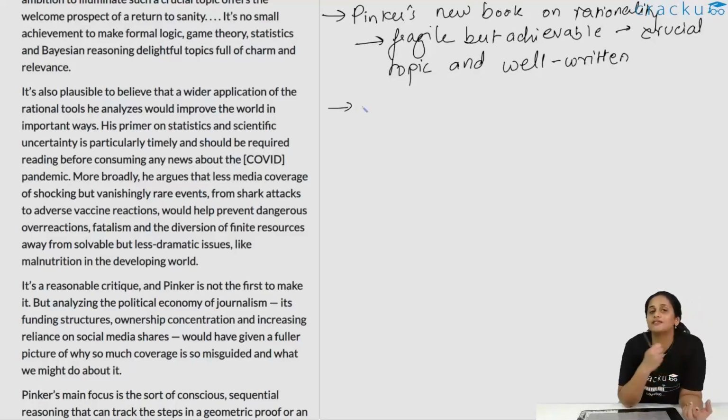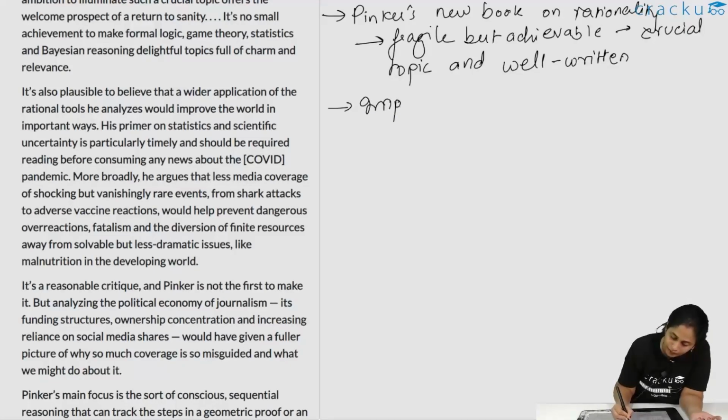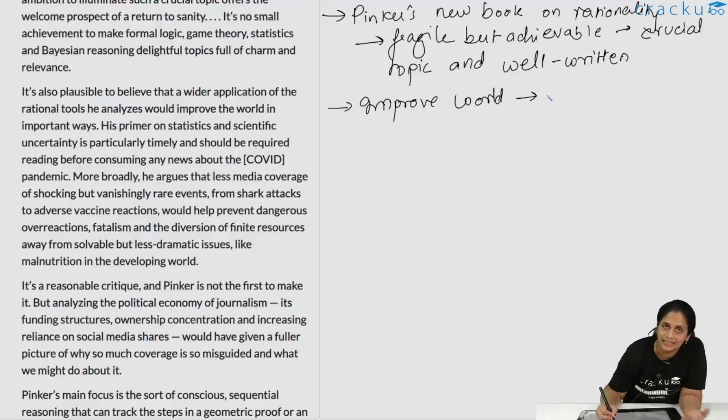So the author gives a specific example where Pinker's book actually offers valuable insight. The author feels that the rational tools Pinker recommends would improve the world in important ways. Particularly he singles out the idea of understanding statistics and scientific uncertainty. When Pinker explains these, the author says this should be required reading before people start discussing the pandemic. When the pandemic came, a lot of people were sharing information about it.